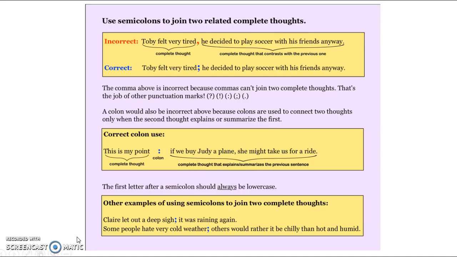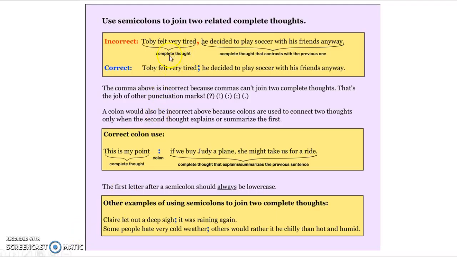And we're going to talk about the first and the most common use of a semicolon to join 2 related and complete thoughts. This is probably one of the most common punctuation mistakes I see, so it's really important that you notice how to use the semicolon correctly here.